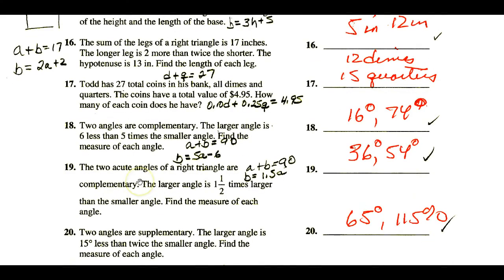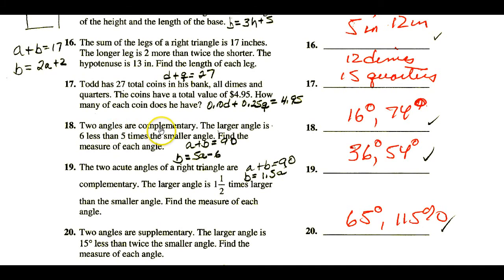All right, Todd has 27 coins in his bank, all dimes and quarters. So dimes plus quarters is 27. All the coins have a value of this. How many of each coin does he have? Well, what are dimes worth? 10 cents. Quarters worth 25. And there's the sum. I would multiply everything by 100, get rid of my decimals, and I could use either elimination or substitution.